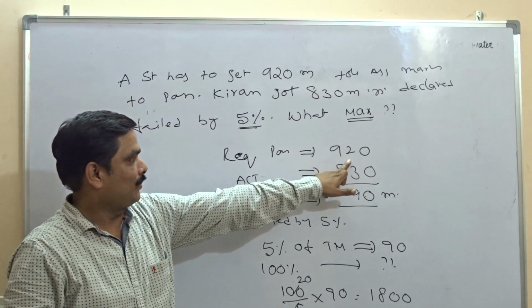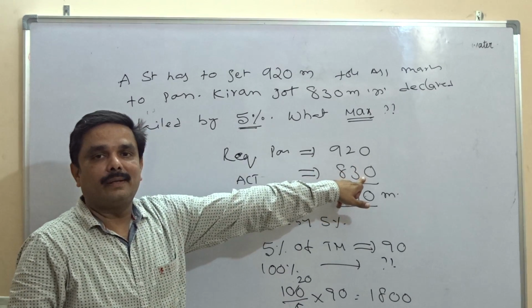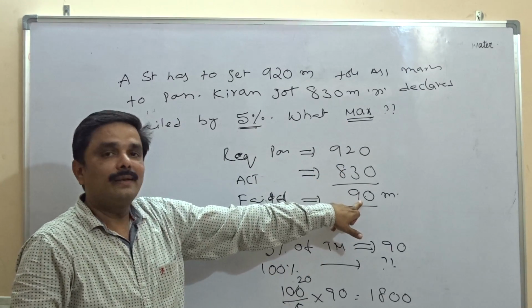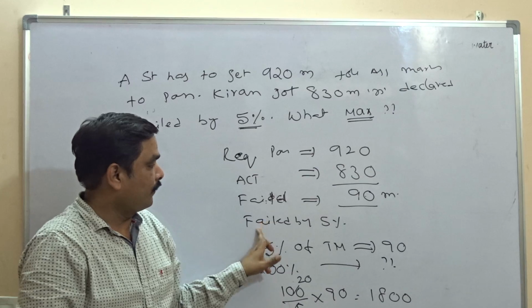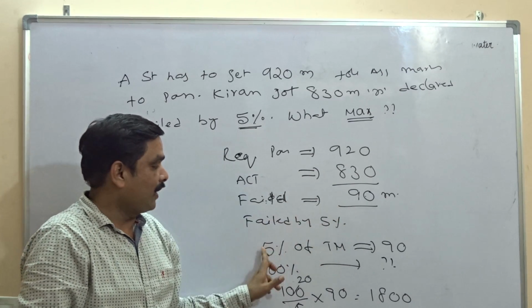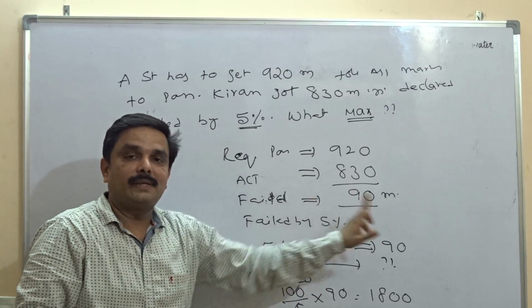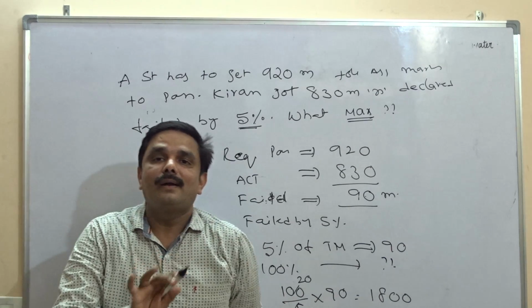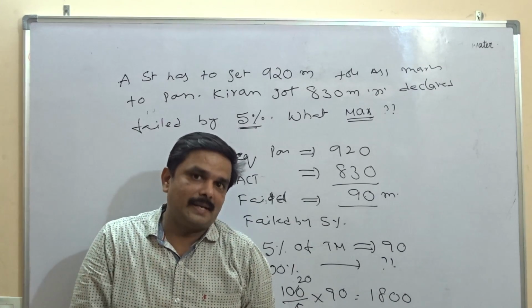Required marks 920, actual marks 830. The difference is 90. He got failed by 90. Got failed by 5%. Now 5% is 90, 100% is how much? You can get the answer. Hope you got the idea, right?